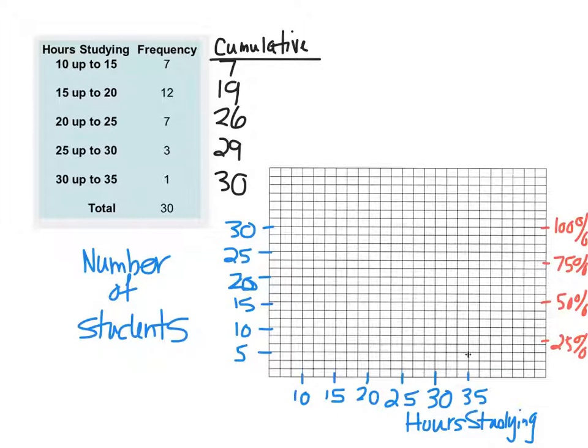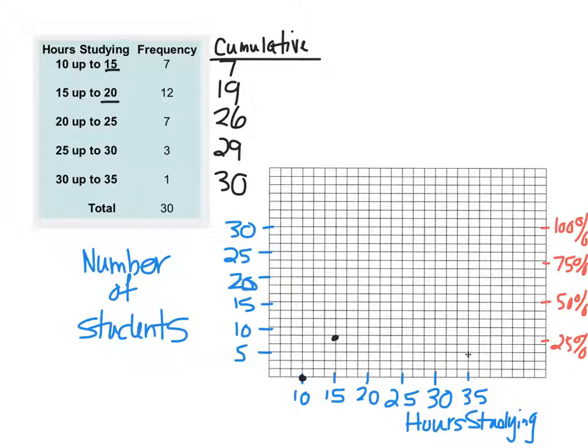Now we are ready to go ahead and plot our data. We're always going to start with the lower limit of the first class, and that's 10, so that's going to be 0. Our next one is going to be the upper limit of our first class, which is 15 and 7, and that's going to be right around here.